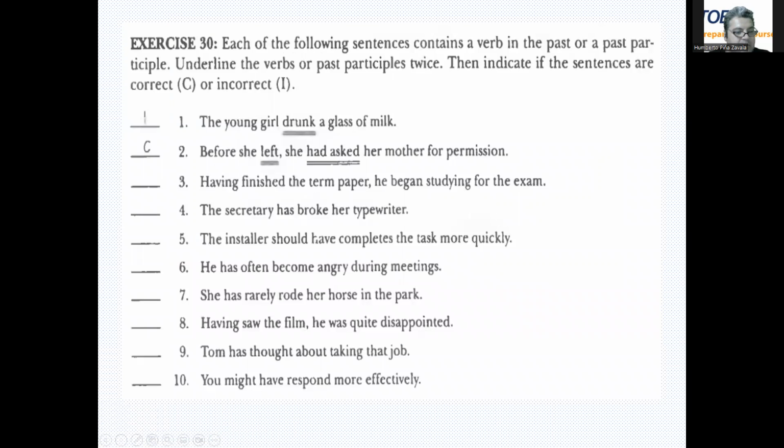Okay, so we're going to do the exercise. The following sentences contain verbs in the past participle. We're going to underline the verbs or past participles twice, that indicate the sentences are correct or incorrect. Look at the example. The younger drank a glass of milk. We said drunk is a past participle form, so we need to either change this to the past tense or add some sort of auxiliary here. So, it should be the younger drank in the past a glass of milk. Before she left, past tense, she had asked her mother for permission. Okay, this is past perfect with the past tense reference. So it's okay.